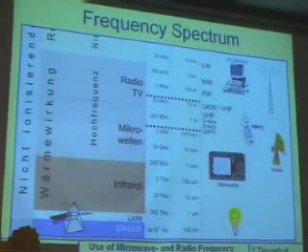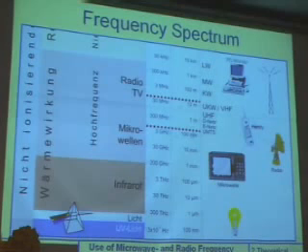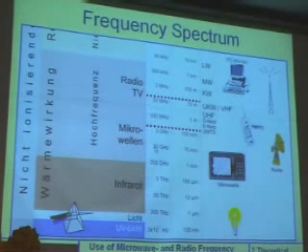Radar, for example, is also a typical application of microwaves and radio frequency. So the difference between both is the frequency. The higher frequency is microwave, the lower frequency radio frequency.